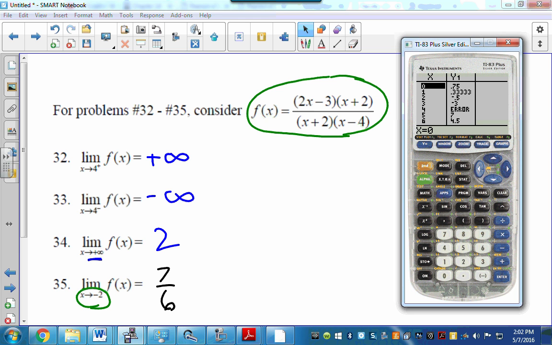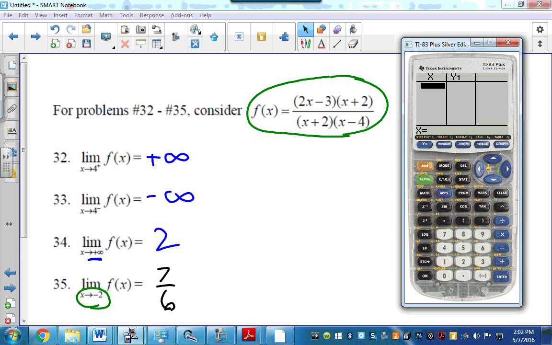I'm going to go to second window, which sets up my table. In order to make this do what I want, I'm going down to the independent variable, the x variable, and changing it from auto to ask. I'll leave the dependent variable automatically calculated, and then I'll go back and look at my table. Okay, the table is blank, right?